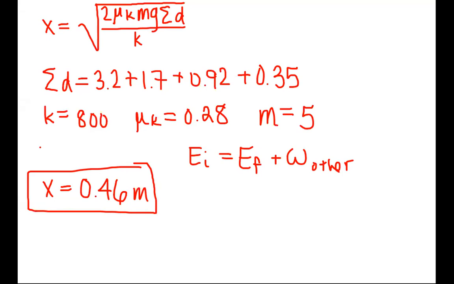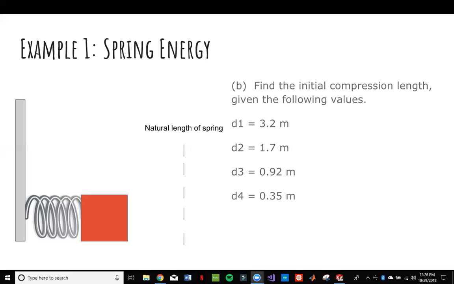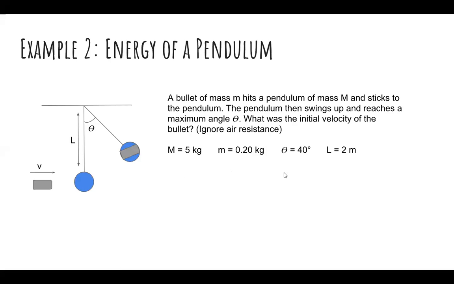Okay, so for this second example, we're looking at the energy of a pendulum. So we have a bullet of mass m, which is fired at a pendulum of large mass M and sticks to the pendulum. The pendulum then swings up and reaches a maximum angle theta. What was the initial velocity of the bullet, ignoring air resistance? So what is the first thing that you think we need to look at with this problem, Josh?